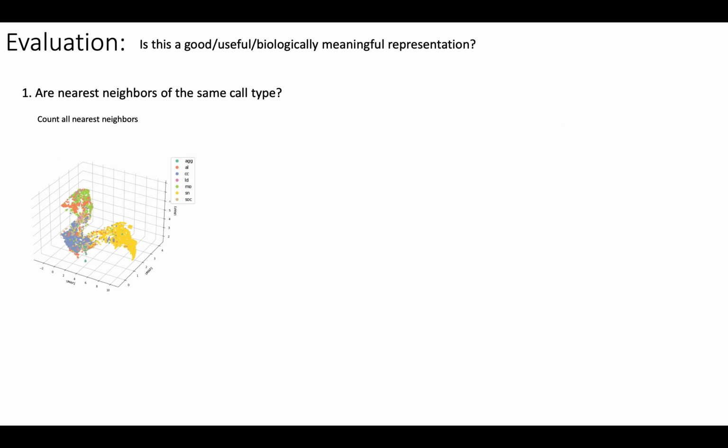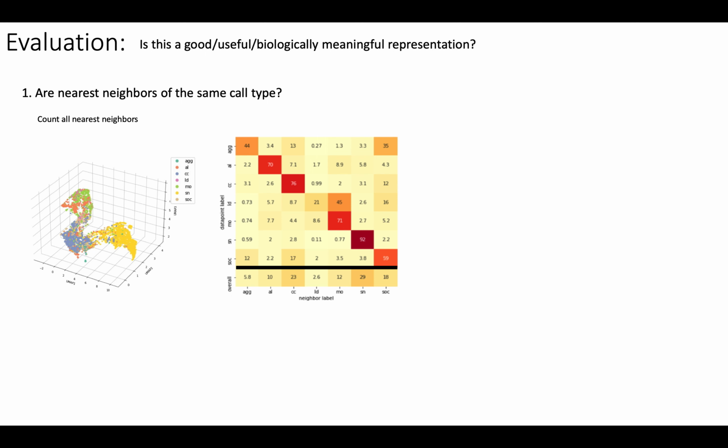We also attempted to quantify the separation of call types by counting how often specific call types are found in close neighborhood of each other. In doing this for all data points, we ended up with this neighborhood matrix. You would read it such that, for example, in the first row, given a data point with the label aggressive call, 44% of its 5 nearest neighbors are also aggressive calls, which is considerably more than would be expected by random chance. If you look at the whole row, you can also see that there's a considerable proportion, 35%, of social calls in the neighborhood of aggressive calls.